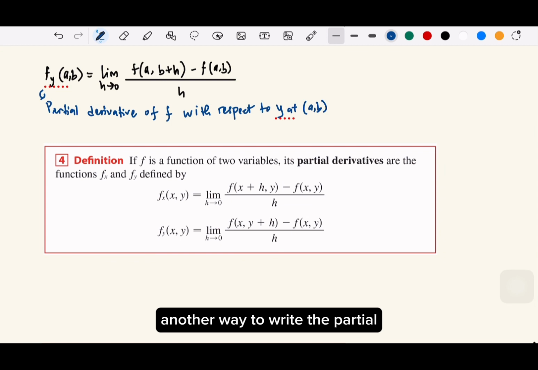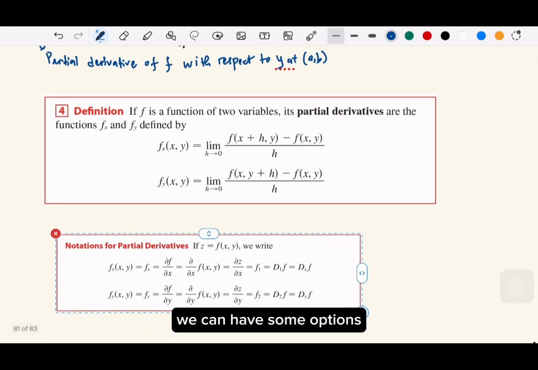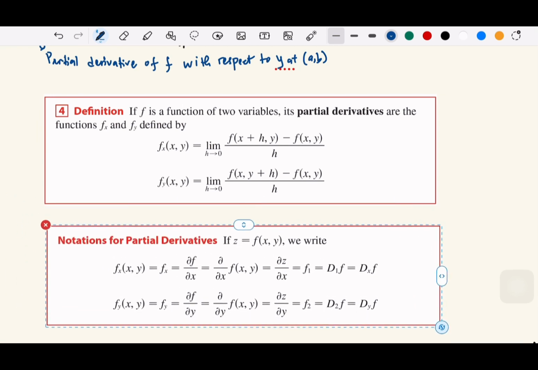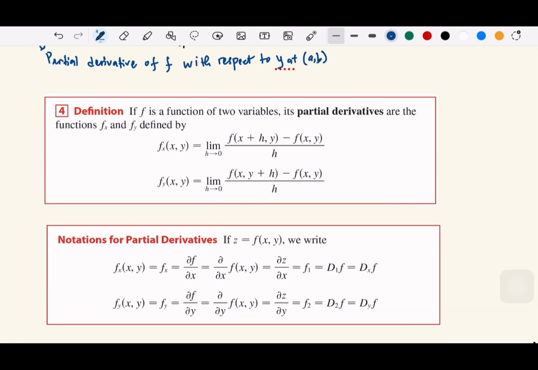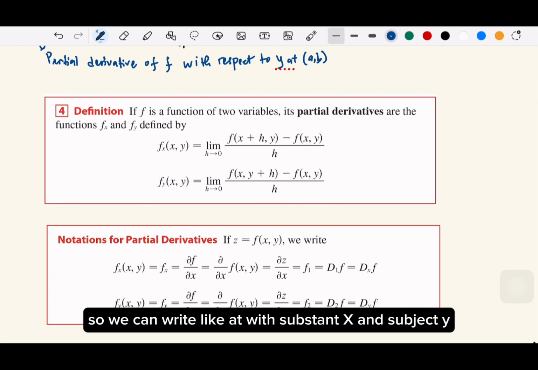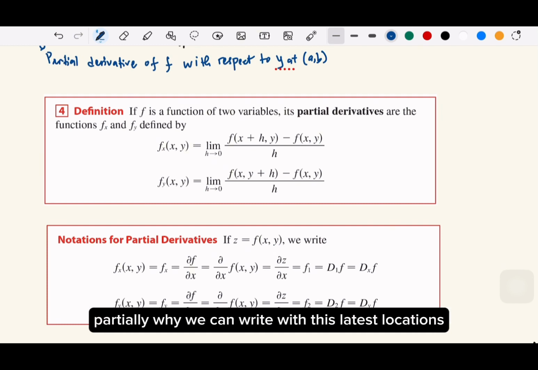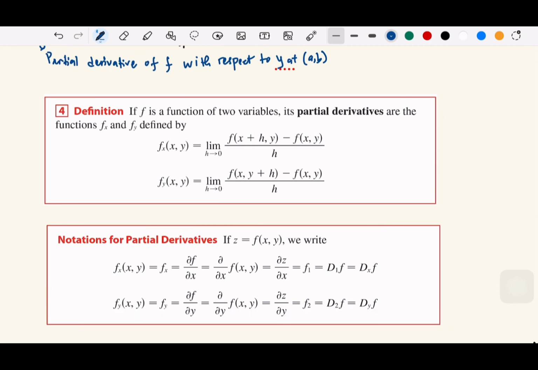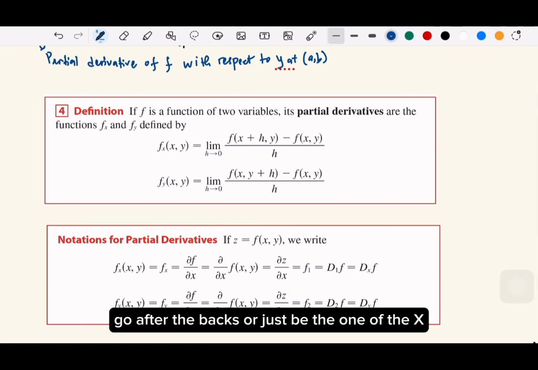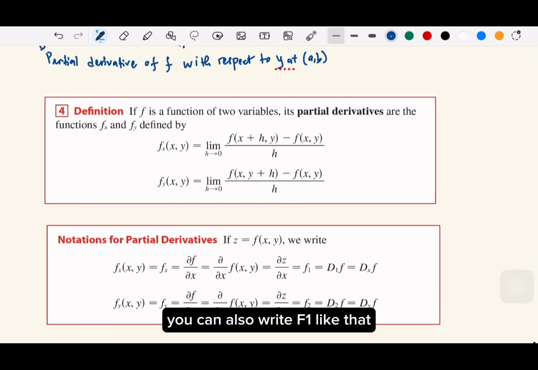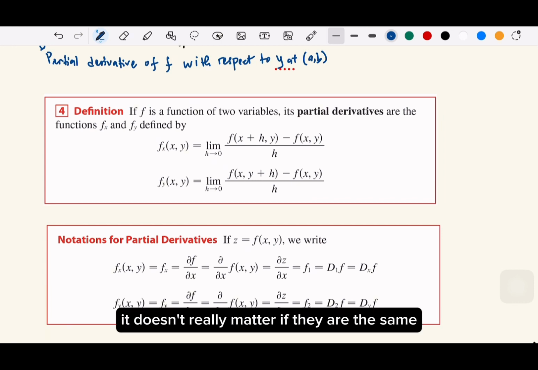Another way to write the partial, we can have some notations that are all the same meaning. So we can write f with subscript x, f subscript y. We say that this is the partial derivative of x, partial derivative of y. We can write with this Leibniz notation, ∂f/∂x, or just simply D1 or Dx. You can also write f1 like that. They are all the same thing. Regardless of which one you pick as your partial derivative notation, it doesn't really matter. You could just pick which one you prefer.